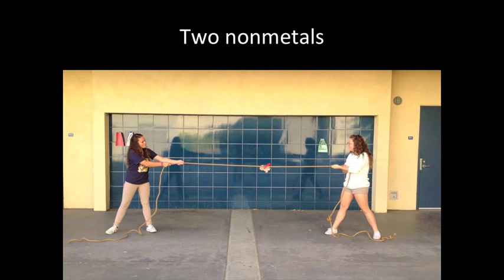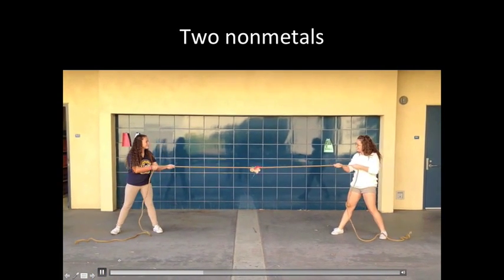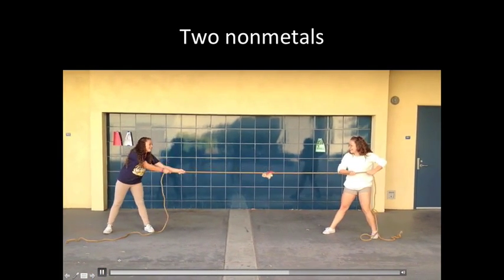Here we have 2 nonmetals. We chose sisters, Kimberly and Michelle, to represent the atoms because it's easy to see that they have equal electronegativity or equal attractiveness to the electron. Here's the electron represented by this monkey in the middle. So both are going to pull on the electron, shown by the rope. Yet as you can see, neither one is stronger than the other. So the electron remains in the middle.